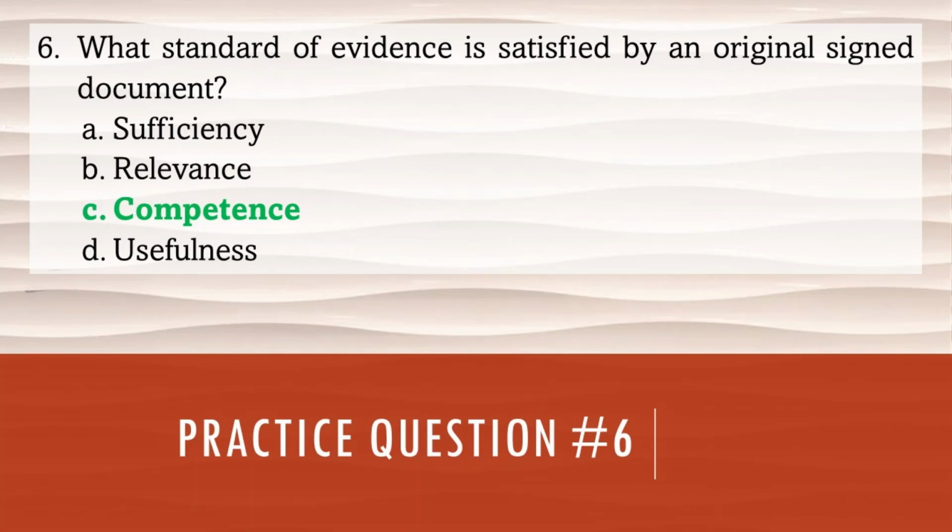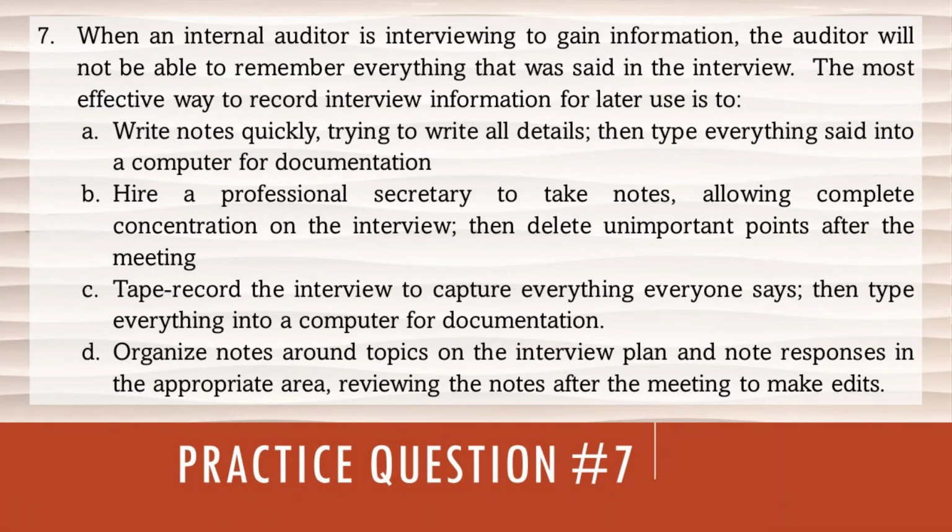Remember, sufficiency is about, do we have enough evidence? Relevance is about, okay, is this evidence even important to the audit objectives? Does it relate to the audit objectives that we're trying to satisfy? And usefulness, that's just a filler word in there that does not even relate to the standards of audit evidence. So ignore that completely. Number 7, when an internal auditor is interviewing to gain information, the auditor will not be able to remember everything that was said in the interview.